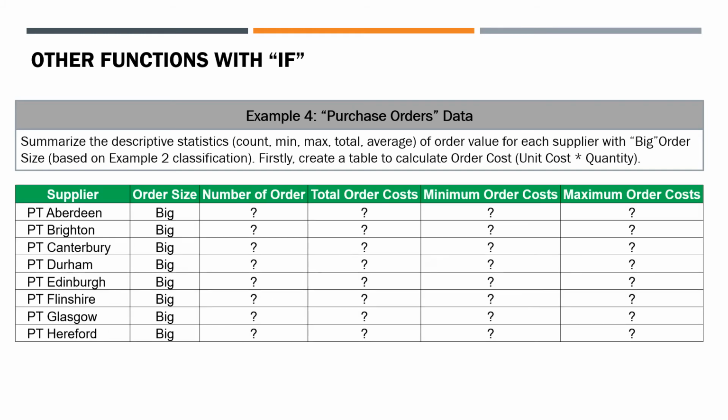We have to summarize the descriptive statistics, using count, min, max, total, and average of order value for each supplier here, with order size of big order based on example 2 classification. Firstly, you have to create a table to calculate order costs, which is unit cost multiplied by quantity. Let's have a look at it in our next Excel example.